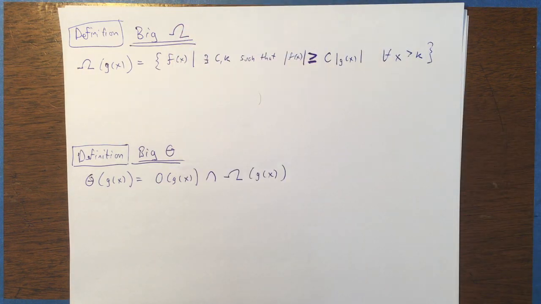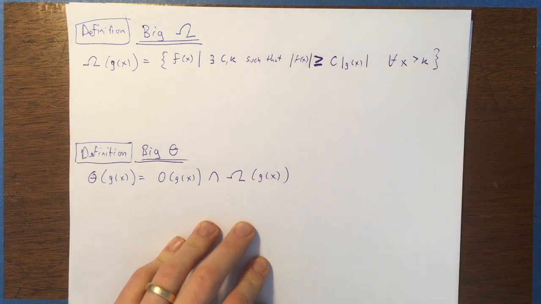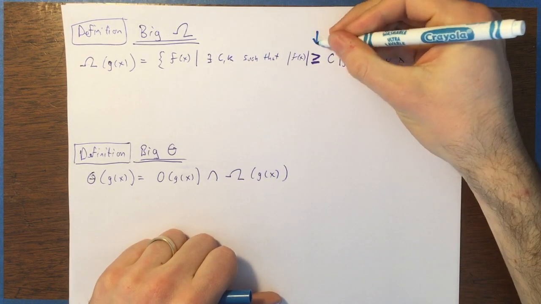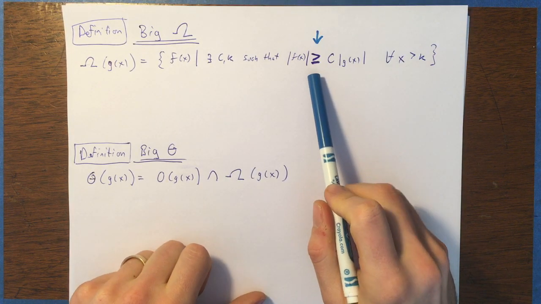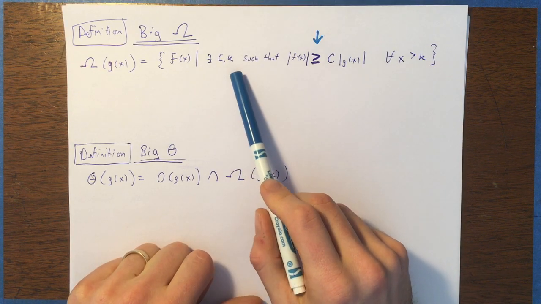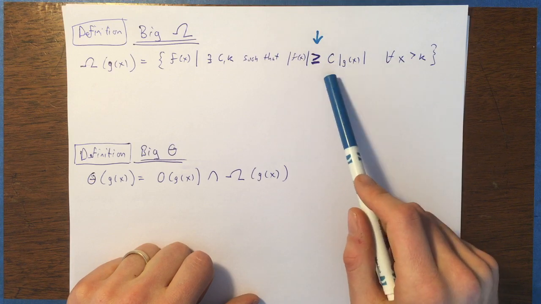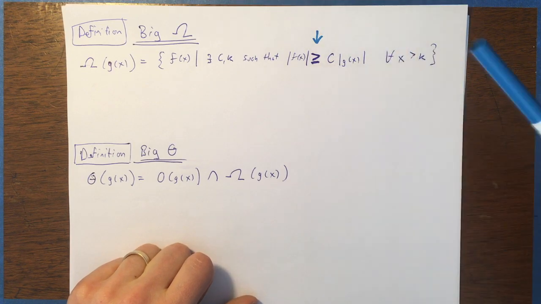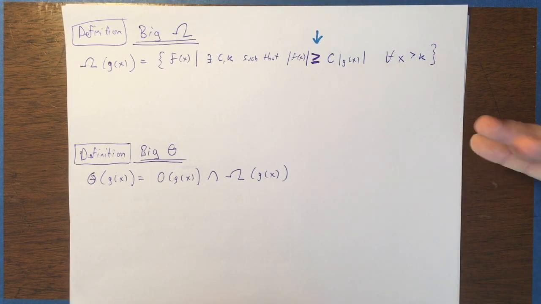First, big omega is defined very similarly to big O, except with this major difference right here. In big O, that was a less than or equal to, but with big omega, that is a greater than or equal to. So we still have our witnesses, C and k, and it's defined as the set of all functions f which are greater than or equal to this C multiple of g of x. So if big O is giving you an upper bound on the growth of a function, big omega is giving you a lower bound on the growth of that function.